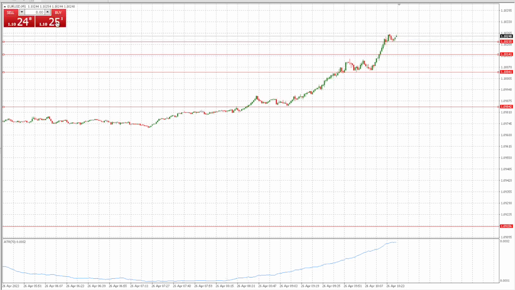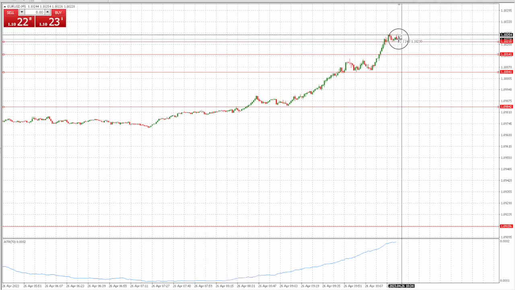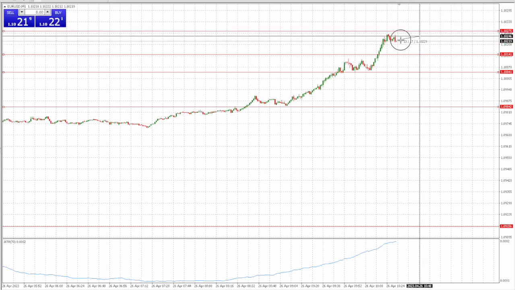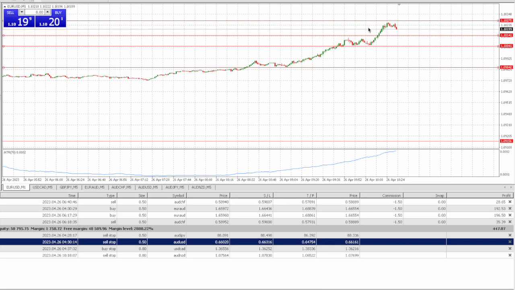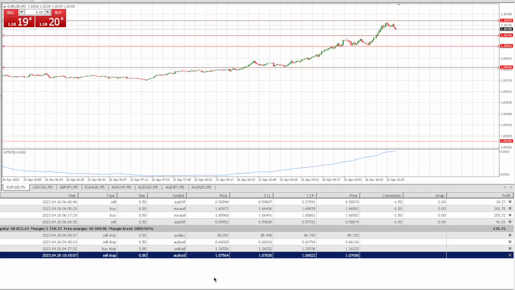At that point, I wanted to take a short, but it was happening too grindy and too choppy, and I am advised to stay out of choppy, grindy markets. It looked like it was the first time it was potentially reversing, so I had a feeling that maybe this is not as strong of a reversal. So I stayed out of this trade.